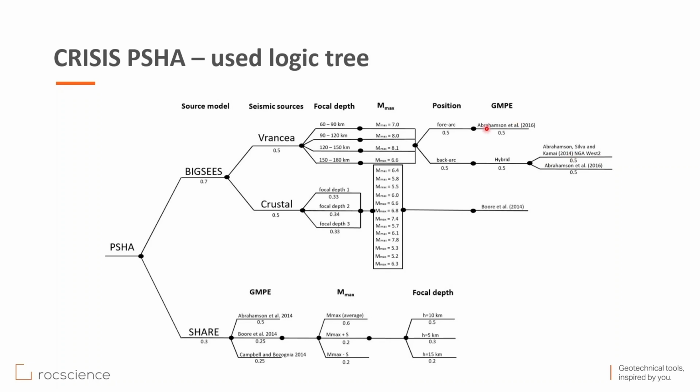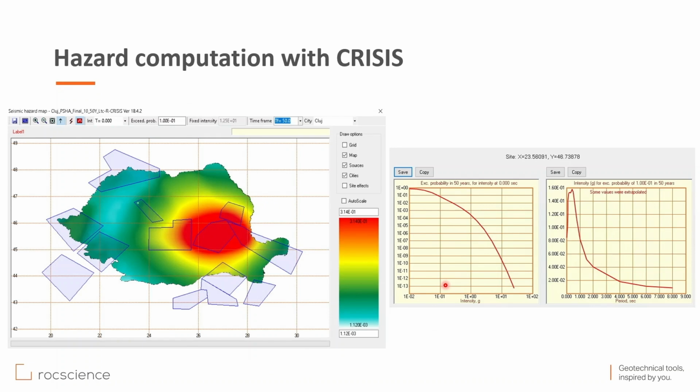changed, and of course, all ground motion prediction equations were changed to new and recent equations. In the case of the Shear branch, I used a similar logic tree as we used in Hungary in a previous work. As I mentioned, we have a map as the final result, and anywhere you click, we can export the hazard curve and the response spectra too.